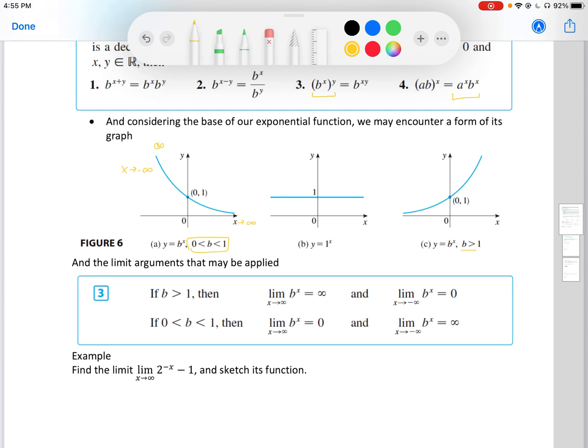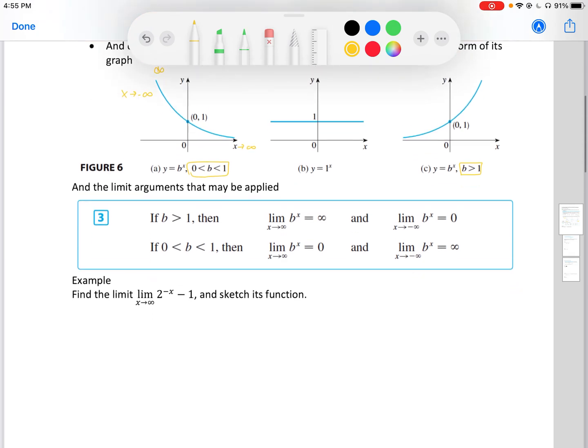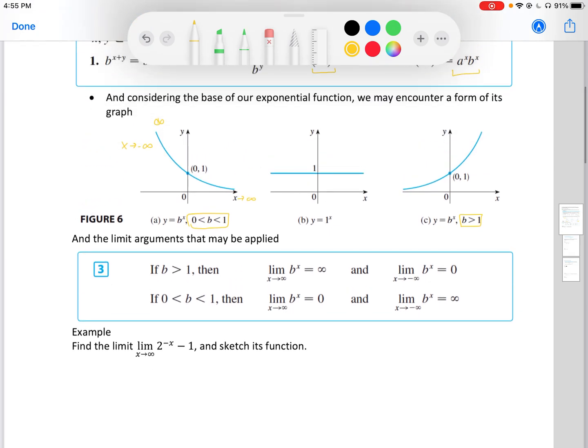And if our base is anything bigger than 1, then the graph reflects over the y-axis. Now with these figures, we can also attach some limit definitions. If b is greater than 1, which is graph C, then as x approaches infinity, our limit would be infinity, and as x approaches negative infinity, it would approach 0.